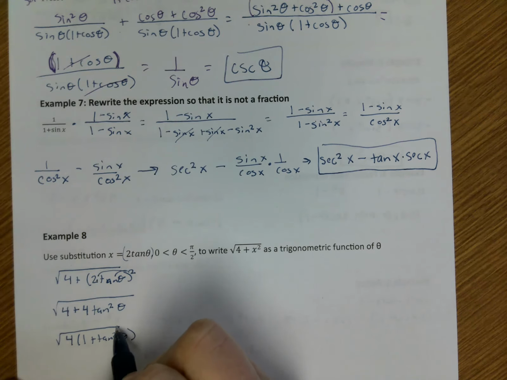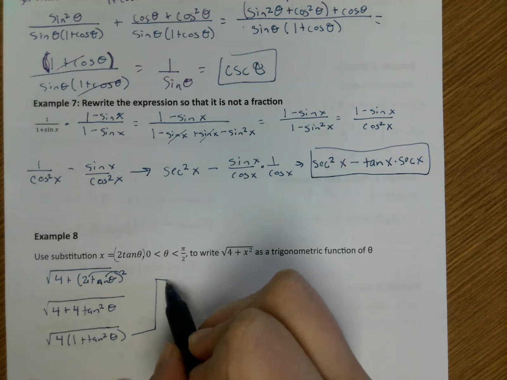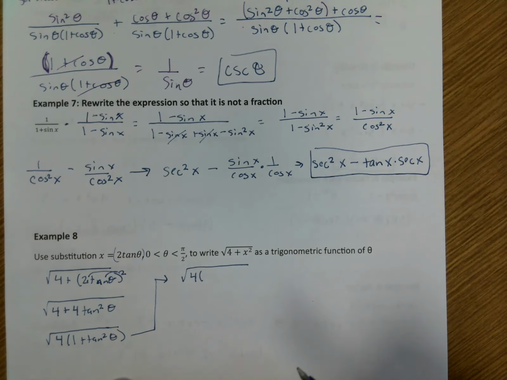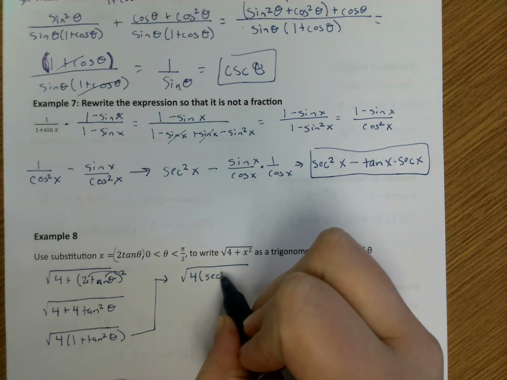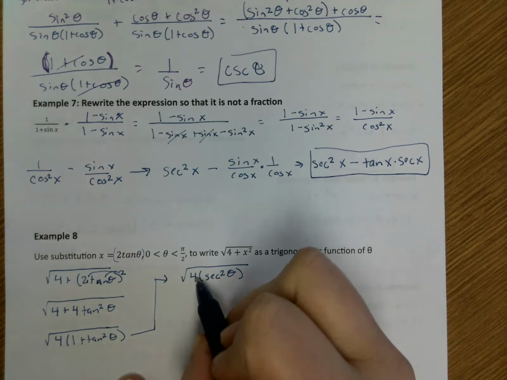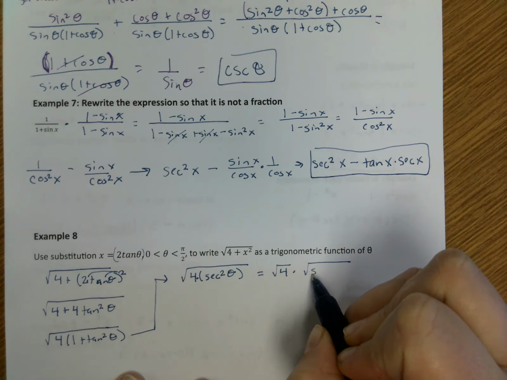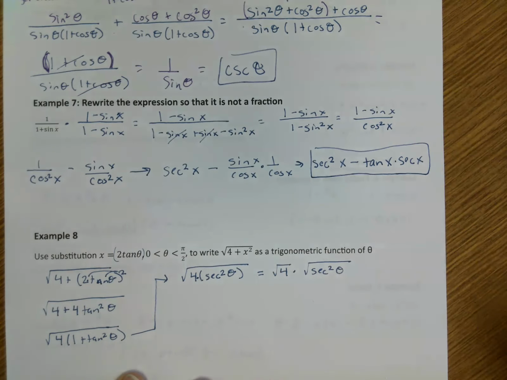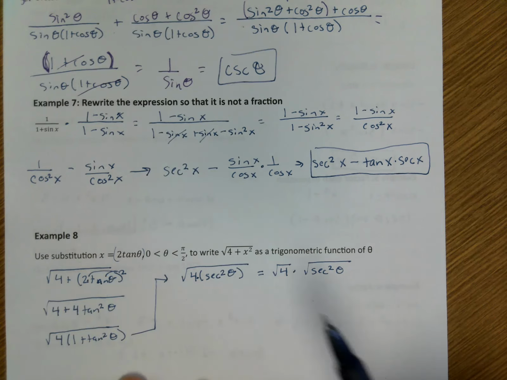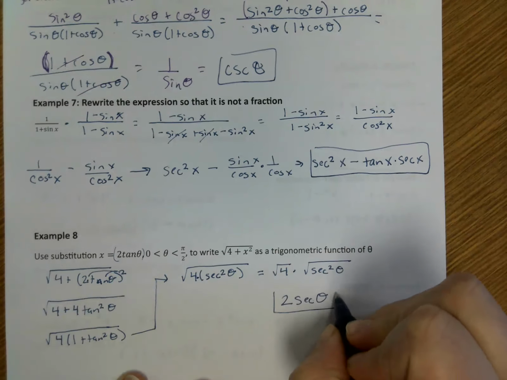And again, I'm trying to force those trig identities. And we have a trig identity that would give us 4 times 1 plus tan squared is going to give me secant squared theta. And now, because of this multiplication, I could rewrite this as the square root of 4 times the square root of secant squared. Not everyone has to do that step, but I just want to make sure that you see, because of the multiplication, not with addition, but with multiplication, we can rewrite this as 2 secant theta as my final answer.